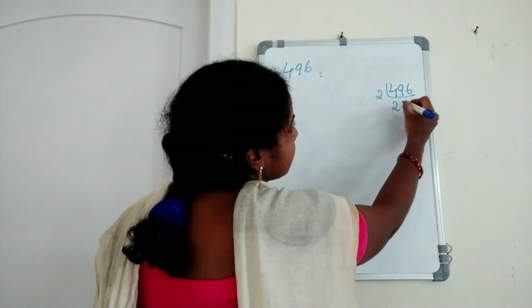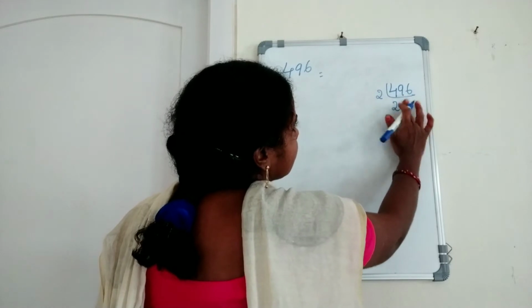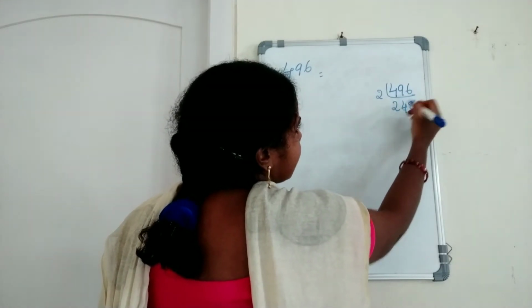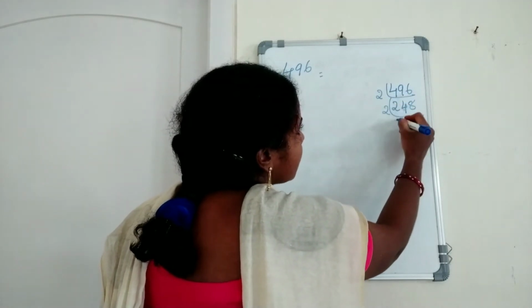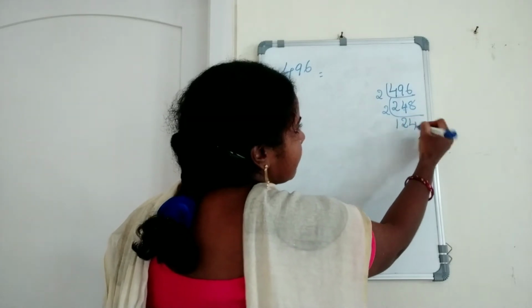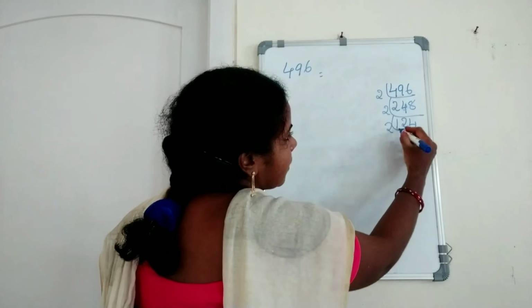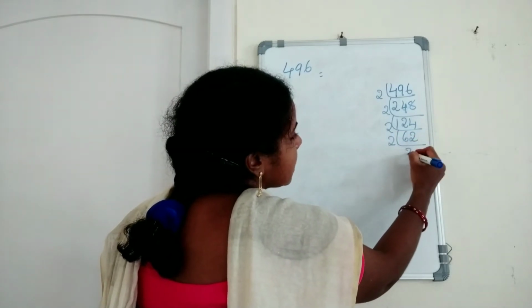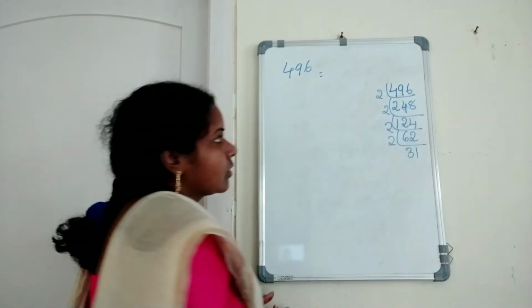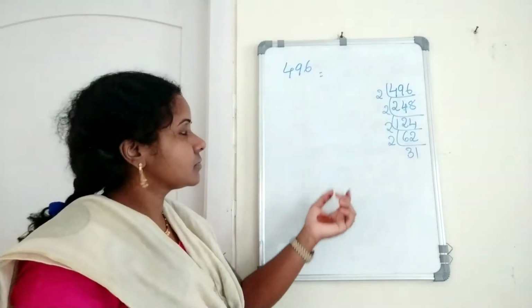2 2s 4, 2 3s, 2 4s 8 and 2 8s 16. Again 2 table. 2 1s, 2 2s, 2 4s. Again 2 table. 2 6s 12 and 2 2s 4. Now 2 table. 2 3s and 2 1s.